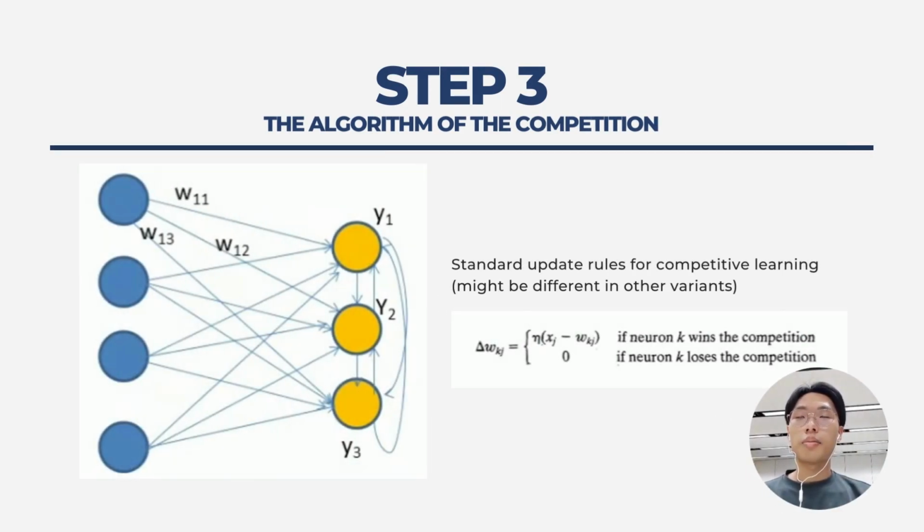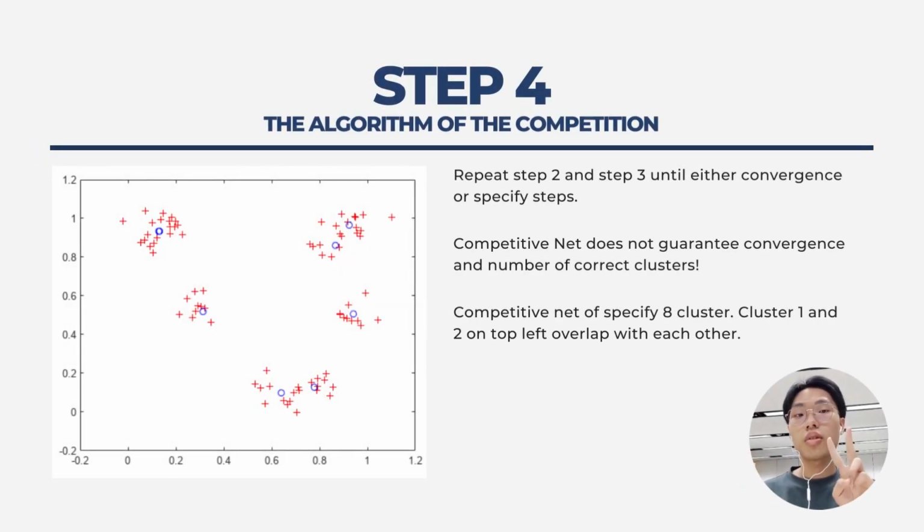Choosing the suitable update rules is an art by itself. According to the standard update rule for competitive learning, the new weights can be found by calculating the learning rate times the input minus the weights. Now, all you need to do is repeat step 2 and step 3 until you reach either convergence or the specified steps. Please note that a competitive neural network does not guarantee convergence nor the number of correct clusters. Just look at the example on the left. Although we have specified 8 clusters as our parameter, cluster 1 and cluster 2 overlap with each other, resulting in effectively only 7 clusters on the map.